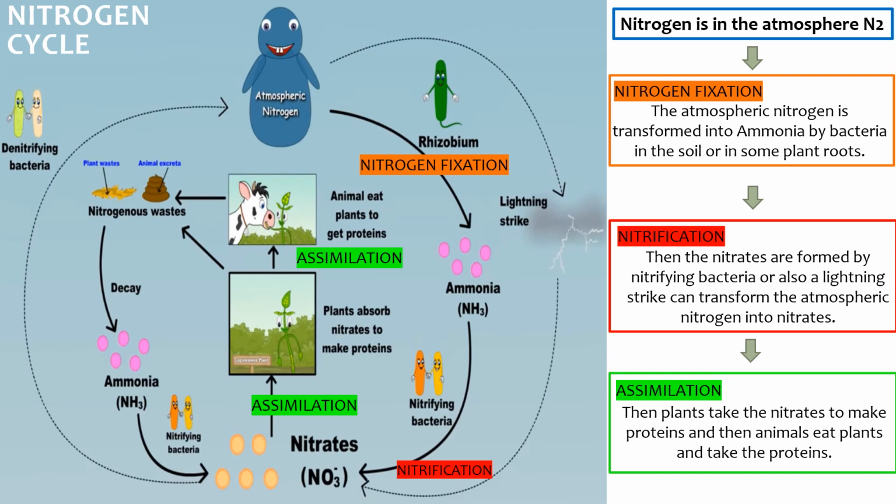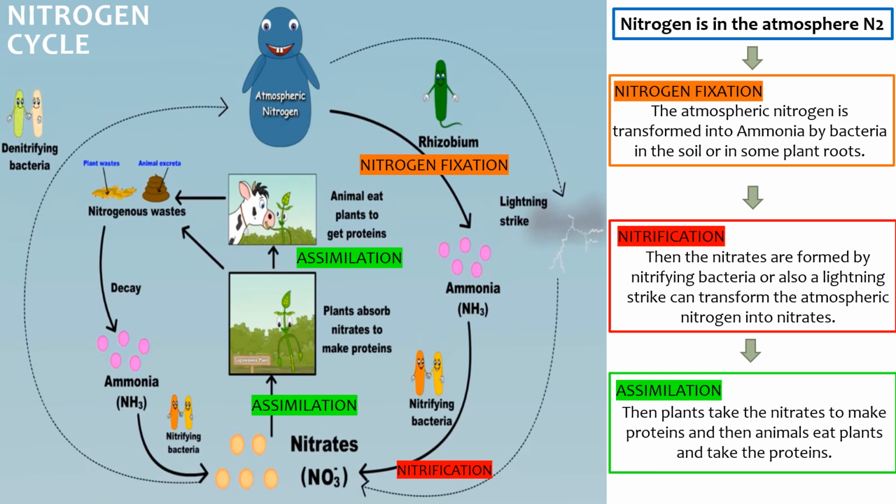Then, the ammonia will transform into nitrates by other bacteria known as nitrifying bacteria, and this process can occur also in the soil or in the roots of some plants. This step is nitrification, the red one, but nitrification can also occur when a lightning strike changes the atmospheric nitrogen into nitrates, and then these nitrates arrive to the soil through rain or through snow.